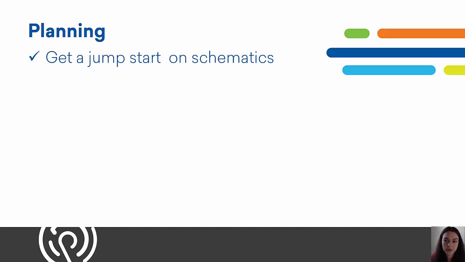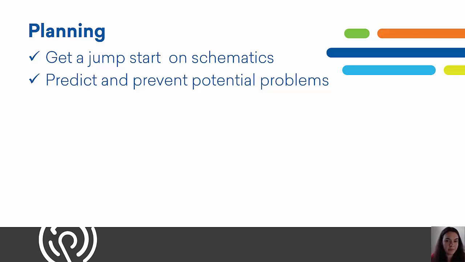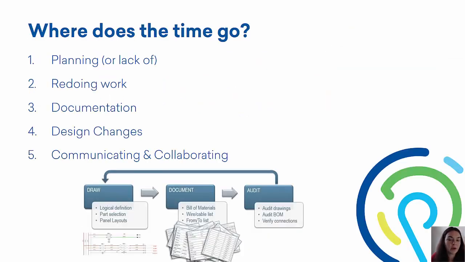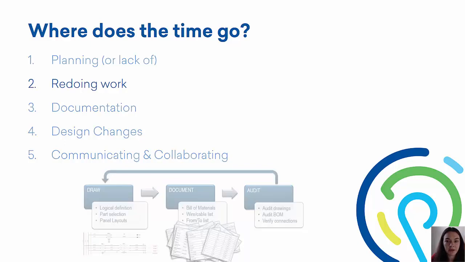Okay, so what we just saw was how using a purpose-built tool like SOLIDWORKS Electrical can help us get a jump start on our schematics. More on this later. It helps us to predict and prevent potential issues down the road. And this tool allows us to quickly and easily place orders with a long lead time. So awesome. We've addressed the planning bottleneck, and we're moving on to look at how we can stop redoing work.